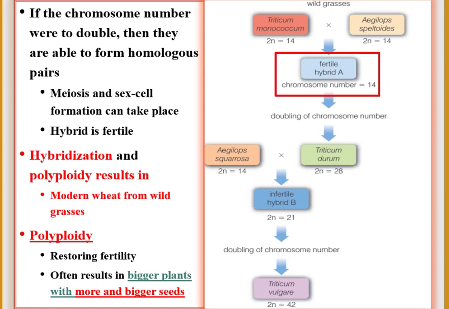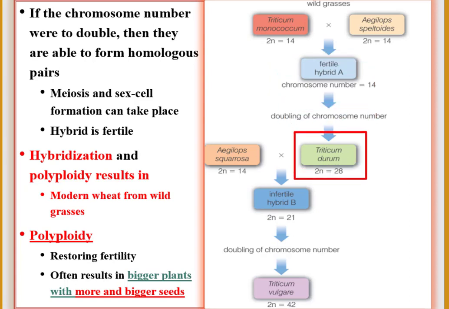When the chromosomes of fertile hybrid A double, it changes to Triticum durum with chromosome number 28. When Triticum durum hybridizes with Aegilops squarrosa with chromosome number 14, infertile hybrid B is produced that has 21 chromosomes. When the chromosomes of infertile hybrid B are doubled, it produces Triticum vulgare that has 42 chromosomes.